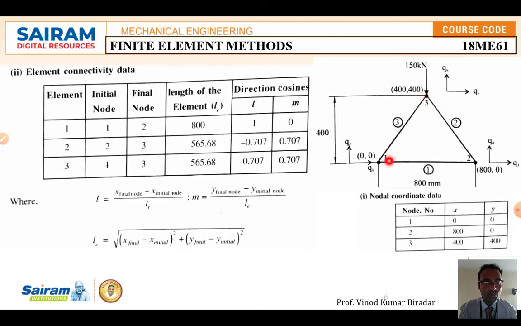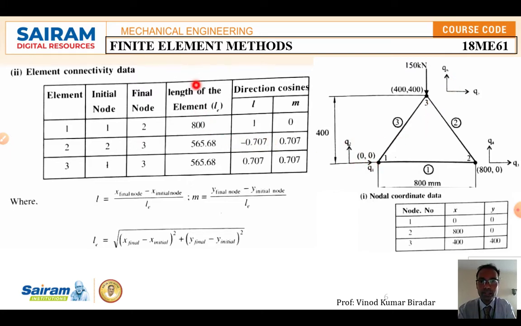Why is the initial node 1? Because we started from 0 comma 0, so the initial node is 1 and the final node is 3. Don't write 3 comma 1. You start from this side, not from that side, because the origin is this side. So it is 1 comma 3. The initial node is considered as 1 and the final node is 3.